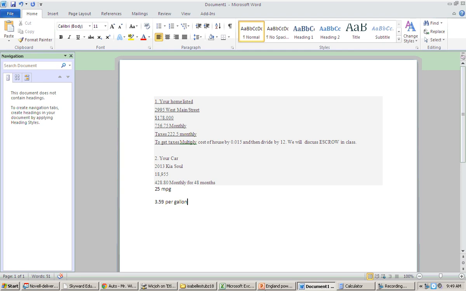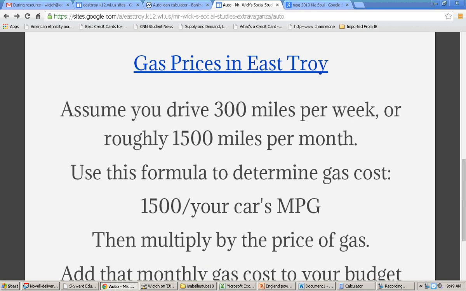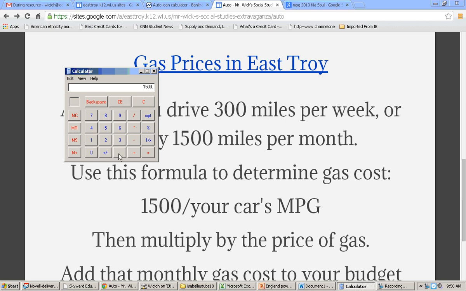With those numbers in mind, I jump back to the internet. Assume that you drive 300 miles per week, or roughly 1,500 miles per month. Now we're going to find out how much we're going to spend on gas each month. So you take your calculator, 1,500, which is a rough estimate of the mileage, divide that by my car's gas mileage, 25 miles per gallon. I get 60 gallons of gas that I will need each month.